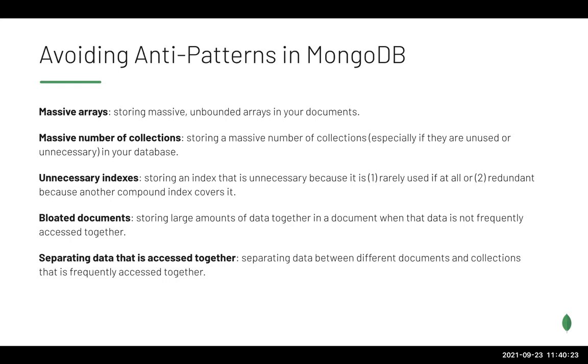So, separating data between different documents and collections that is frequently accessed together. You don't want to apply traditional SQL knowledge to a document data model, because if you try to fully normalize your MongoDB database, you're going to run into having to run a lot of lookup operations to create joins in MongoDB, or you're going to be running a bunch of extra queries, and that's not going to be very performant.